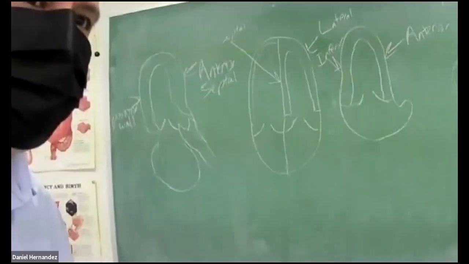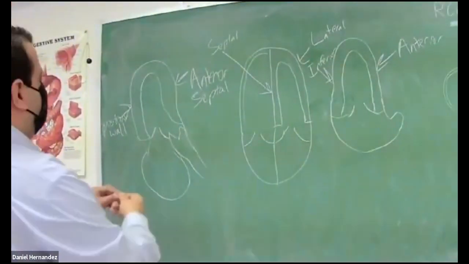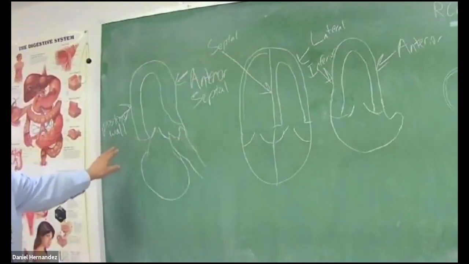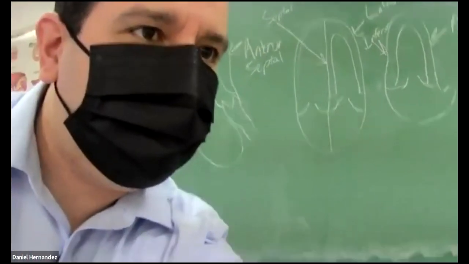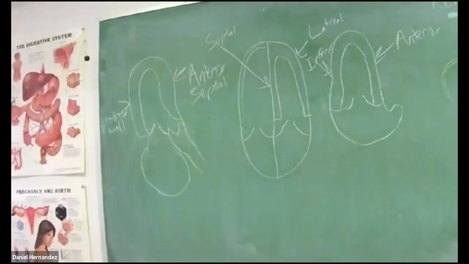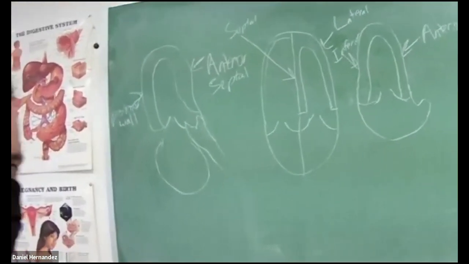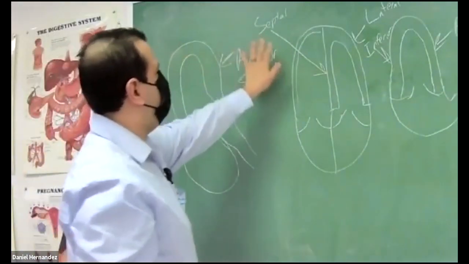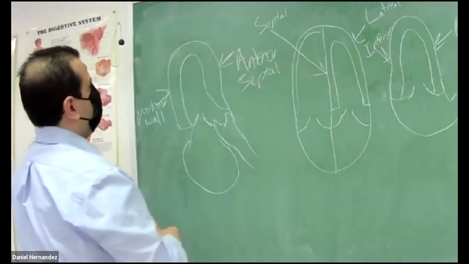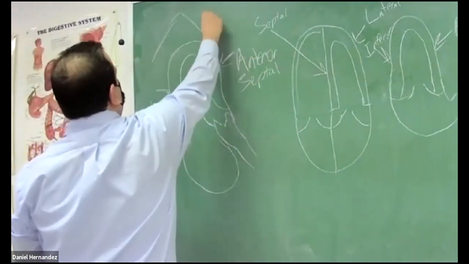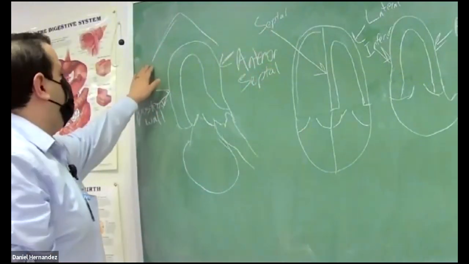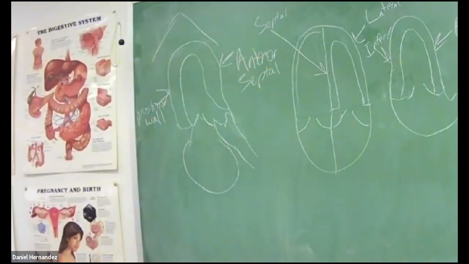Dan, can you please adjust the camera? Okay. All right. So this side now is your anterior septal, and then you have your posterior wall. So posterior wall, anterior septal. Again, if you think about it, your notch is here, so your notch is up on the anterior septal portion, and then this is the other side, the posterior wall.